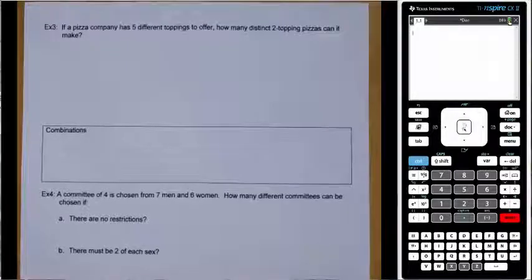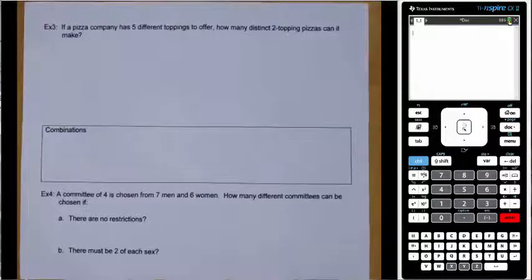Here's an example of an arrangement that, on its face, looks like a permutation, but may not. In the end, it really doesn't make sense to be a permutation. We have a pizza company, and it has 5 different toppings to offer. How many distinct two-topping pizzas can it make? Meaning, you wouldn't do pepperoni and more pepperoni.